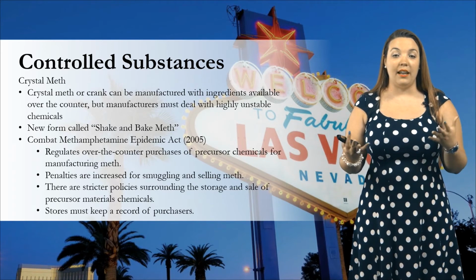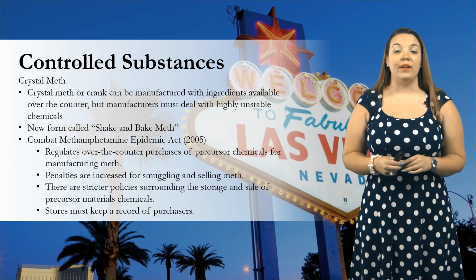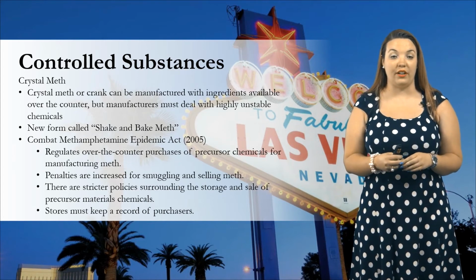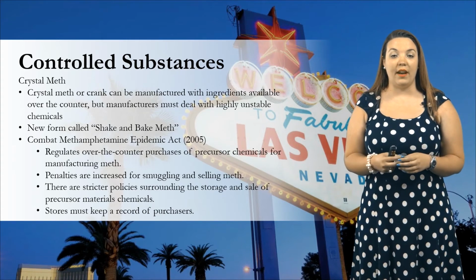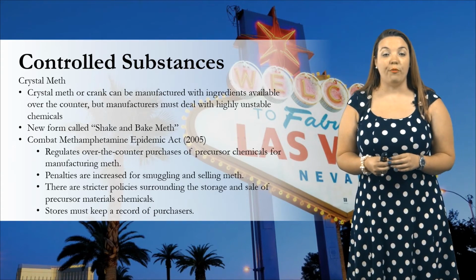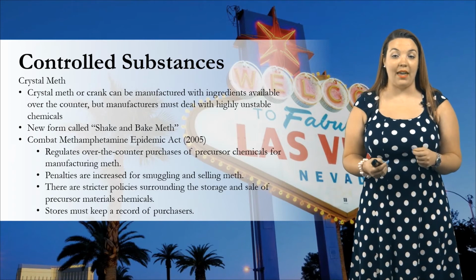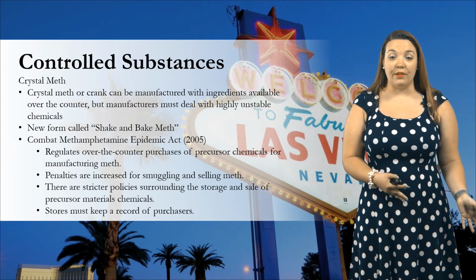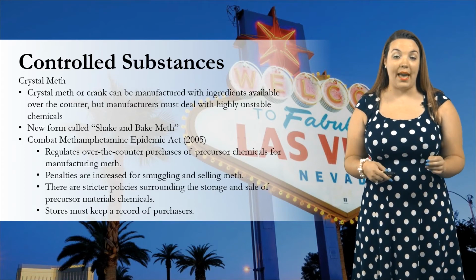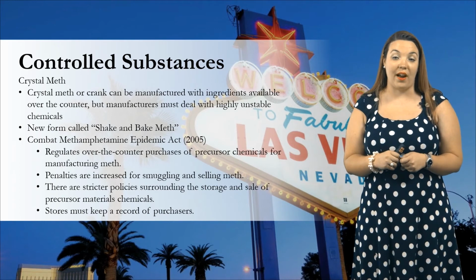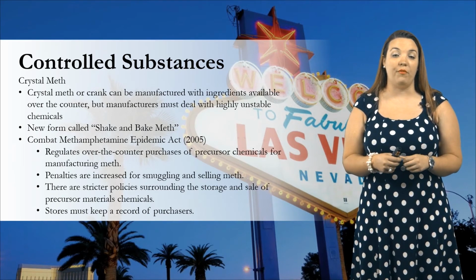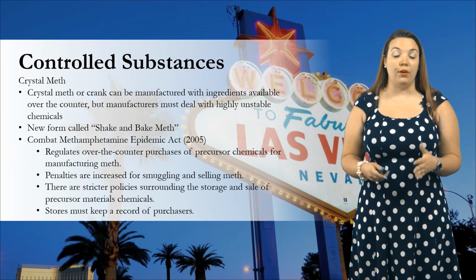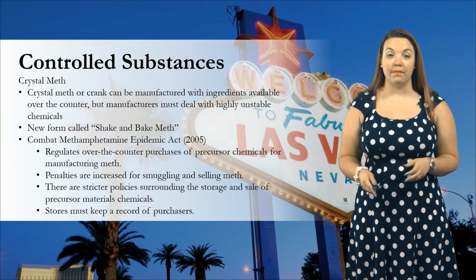Now with the Methamphetamine Epidemic Act of 2005, we see that the government has created additional caveats that specifically address meth production. The law now requires regulation of over-the-counter purchases of precursor chemicals for manufacturing meth. This means that things like Sudafed are no longer stored in the aisles, but rather you have to go to the pharmacy counter to buy it. They're also going to scan your driver's license to see how much Sudafed you have purchased within the last year. That also simultaneously creates the record of those who are purchasing these over-the-counter drugs.